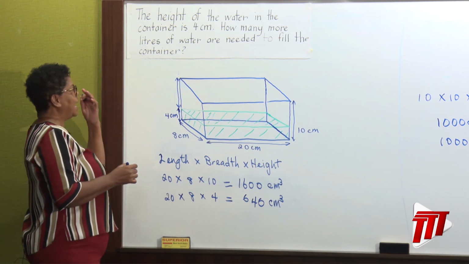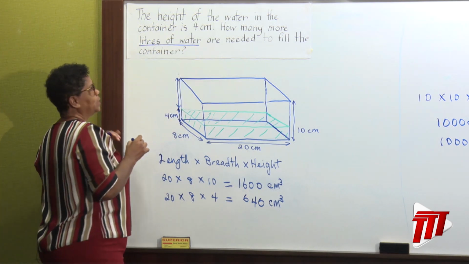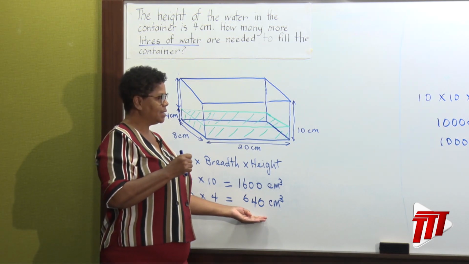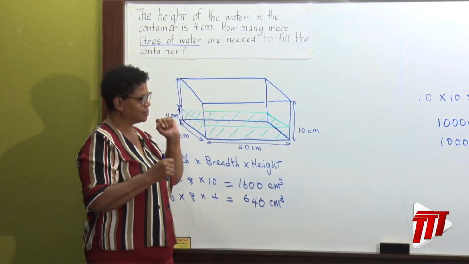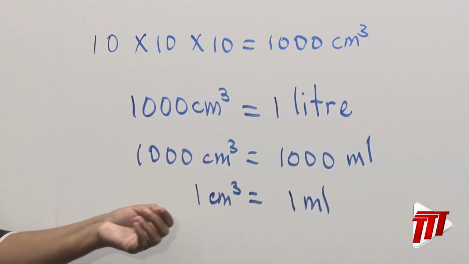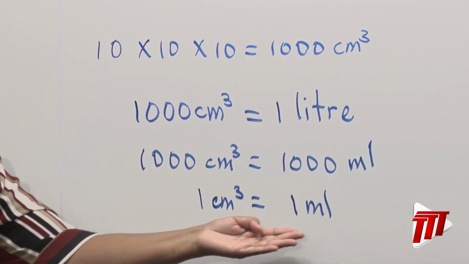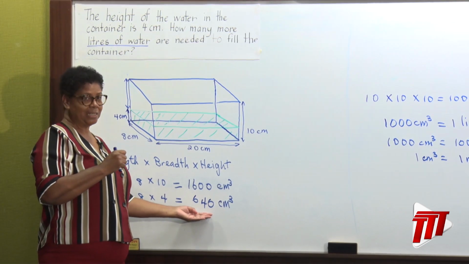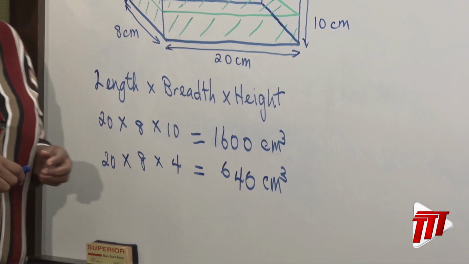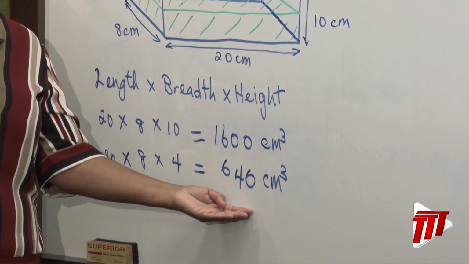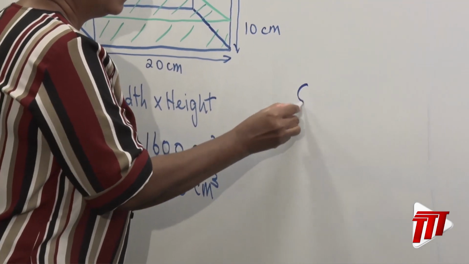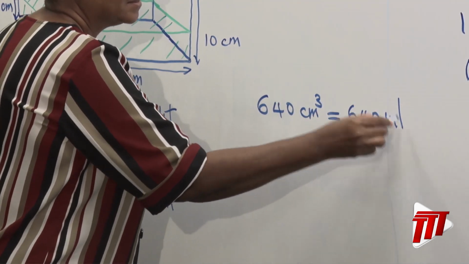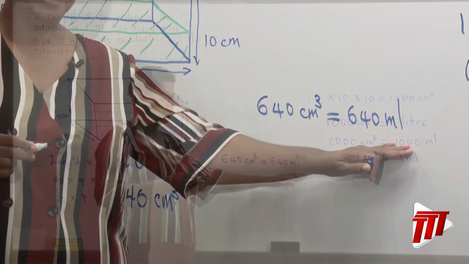The question, however, asks us how many more liters of water. Liters of water. Here we have volume, which is cubic centimeters, and they want liters, they want capacity. If we look across here, remember that 1 cubic centimeter is equal to 1 milliliter. So the amount of water that is presently in the tank is 640 cubic centimeters. So I'm going to write that down in milliliters. So 640 cubic centimeters will be equal to 640 milliliters. That's the amount of water in the container presently.